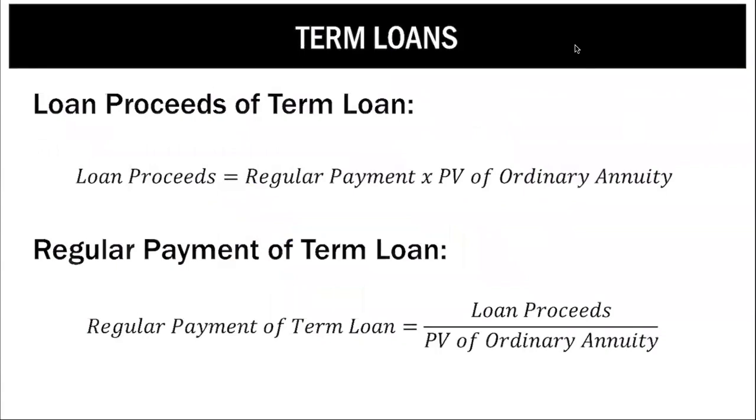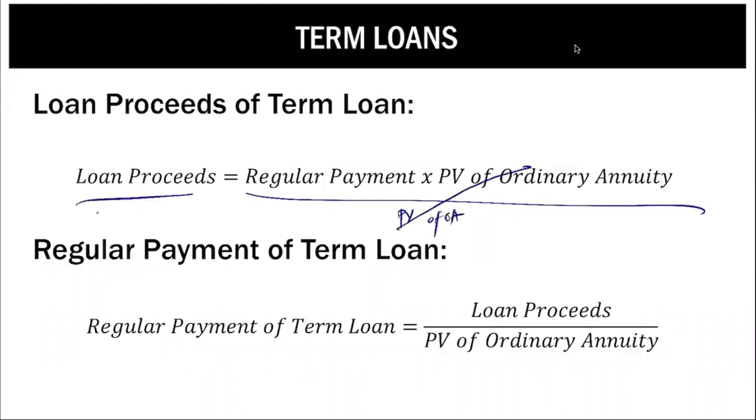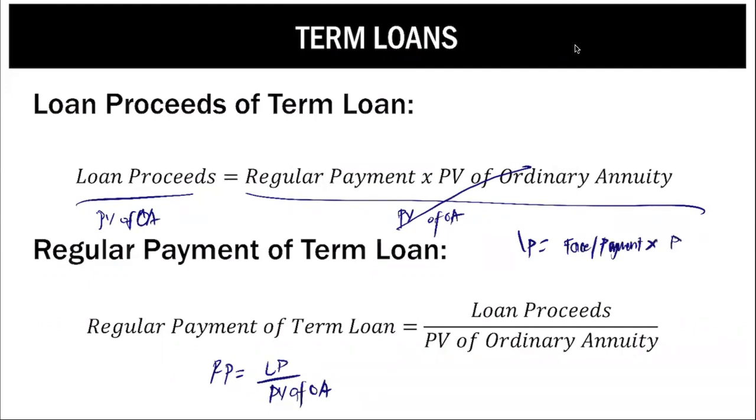And the regular payment of the term loan is equal to your loan proceeds over your present value of ordinary annuity. So this regular payment is derived from this main formula. If we like to get the regular payment, you need to remove the PV of ordinary annuity. That's why our formula now for regular payment is equal to your loan proceeds over PV of OA. And for loan proceeds, you all know this one. Loan proceeds or the issue price is equal to your face or your payment multiplied by your present value factor.